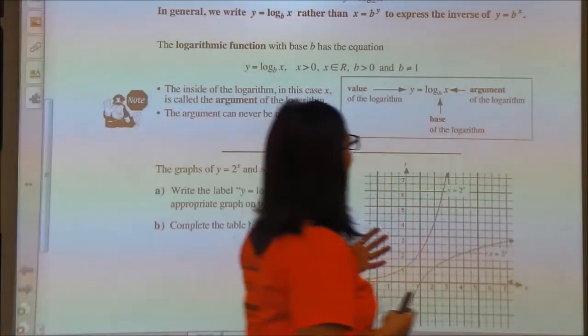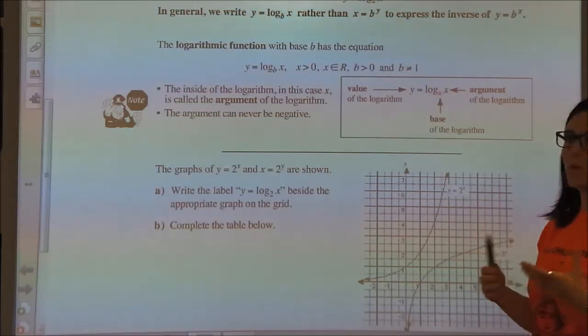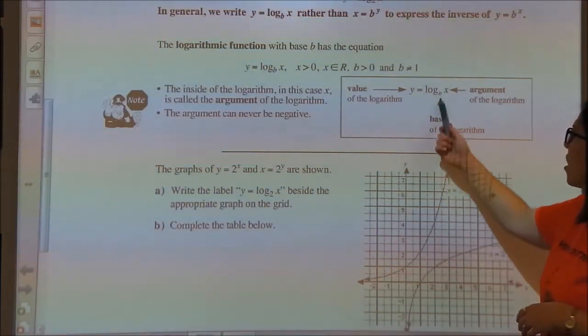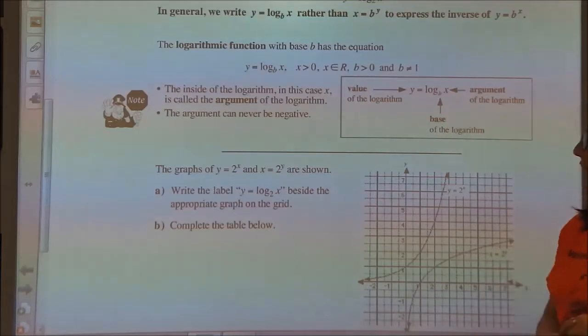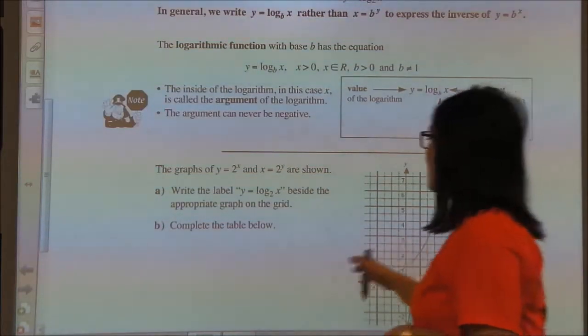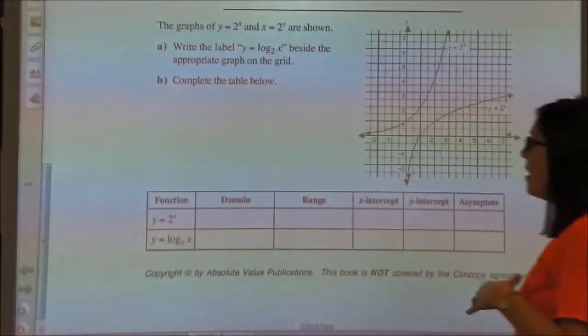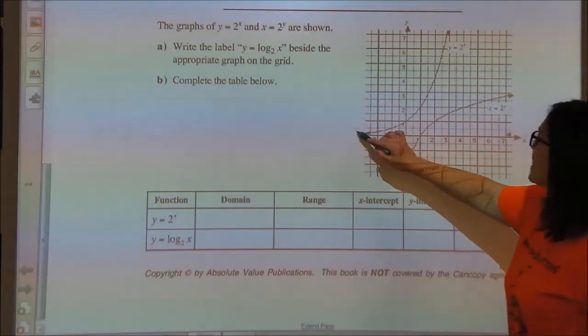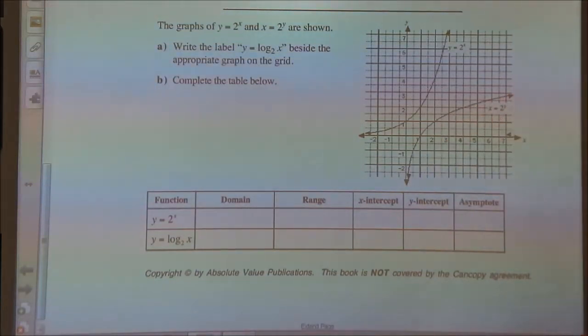So there's parts on here that you should know the terminology. The value of the logarithm is what y equals. The base of the logarithm is that little, almost like a little index or a little subscript. And then the argument is my x values. So if these were our two graphs that we drew from the previous page, and we complete parts of this graph, this was my y equals 2 to the power of x. This was my inverse graph, which I was writing as x equals 2 to the power of y. I now know that I can write this as y equals log base 2 of x.